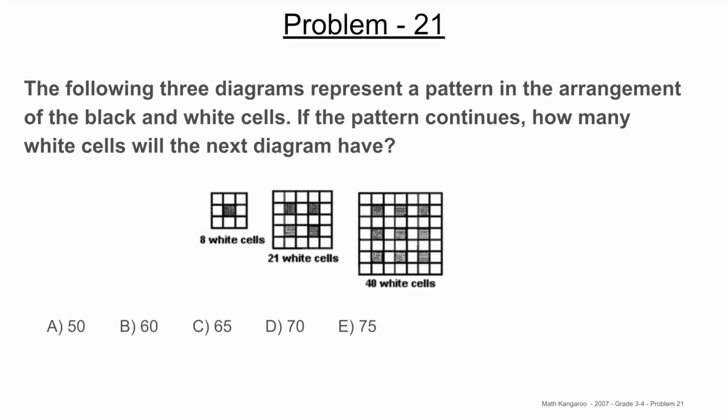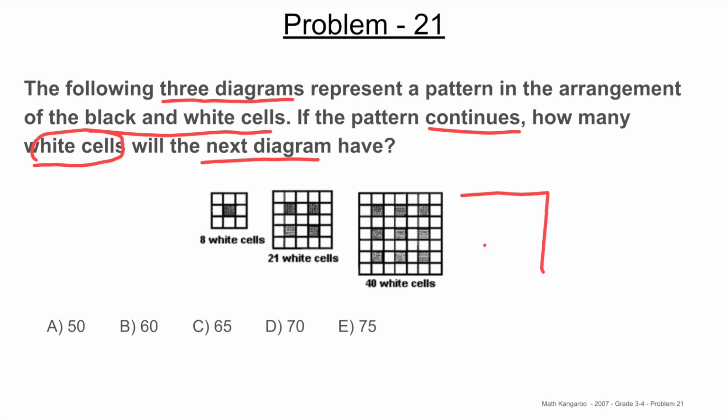Problem 21. The following three diagrams represent a pattern in the arrangement of the black and white cells. If the pattern continues, how many white cells will the next diagram have? So we have been given three diagrams. They have counted the white cells for us. Now, what we have to do is predict how many white cells will be in the next diagram.